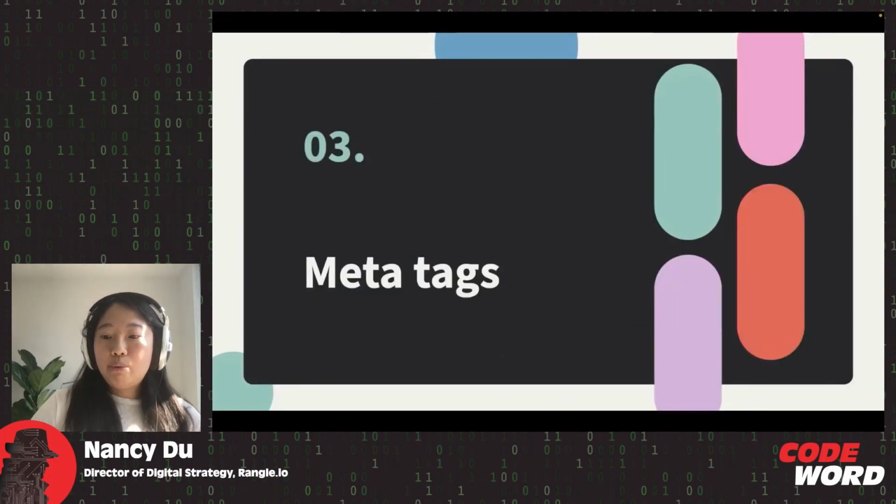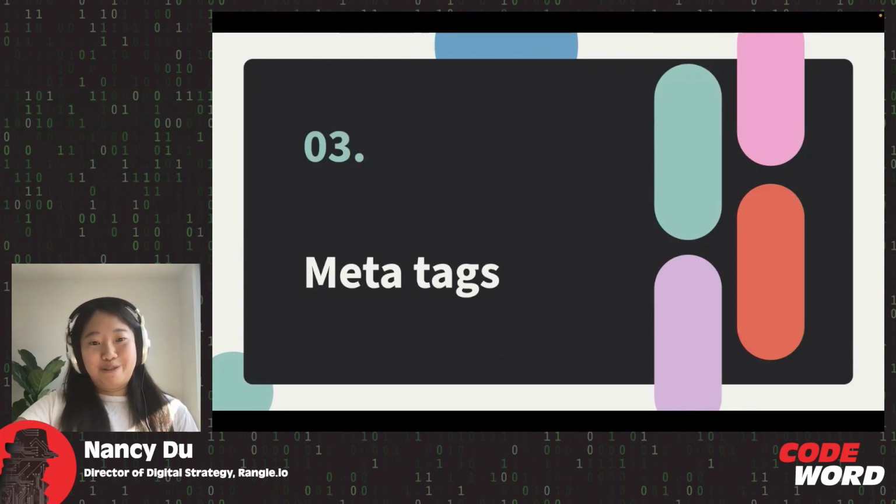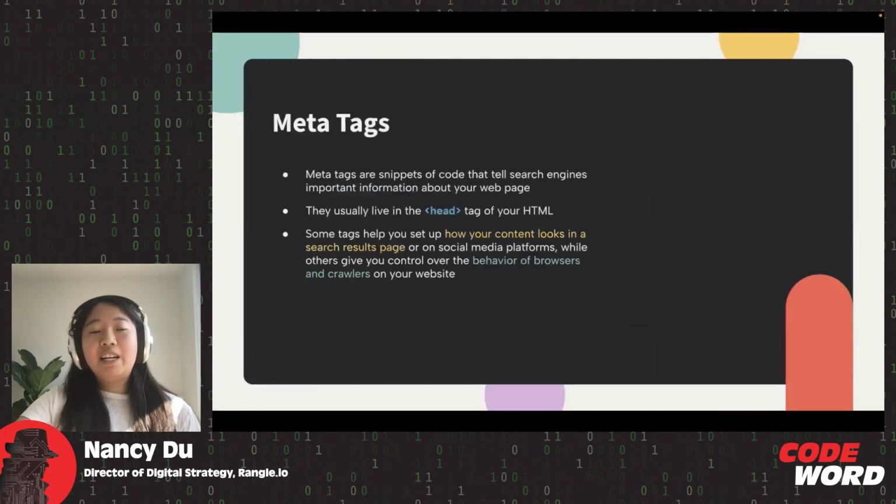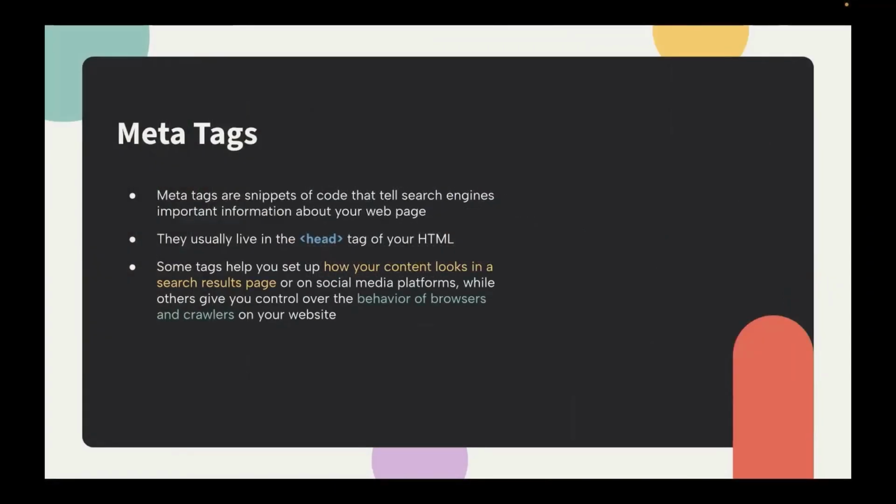All right. Next one we're going to go through is all of the different meta tags. Meta tags are little snippets of code that tell the search engine important information about your web page. They usually live in the head tag of your HTML. They do different things. Some tags determine how the content will look in your search results page on different search engines, or they indicate to the bots how they should crawl your website.